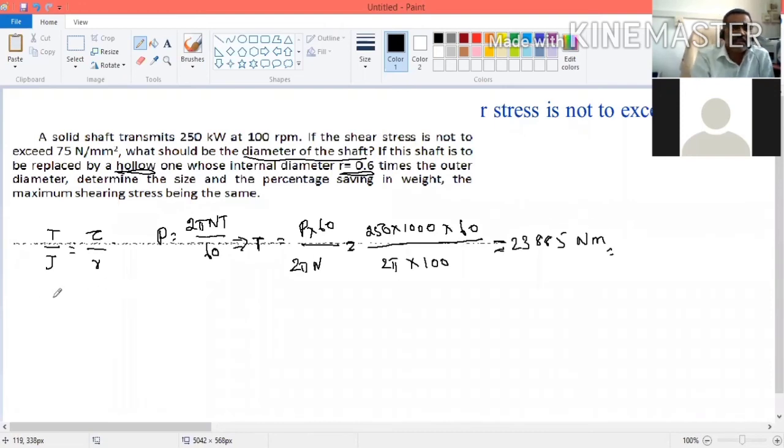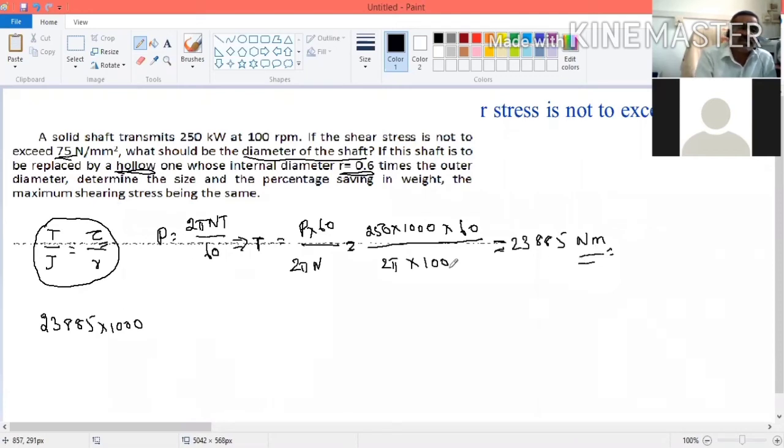Torque we calculated. What is the value of J? Tau is given in the problem. What is the value of tau? Tau is equal to 75 Newton per millimeter square. It is given. Now you substitute in this equation all the values. What is T? T is equal to 23,885 multiplied by 1000. Why 1000? It is in Newton meter, so convert the Newton meter into Newton millimeter.